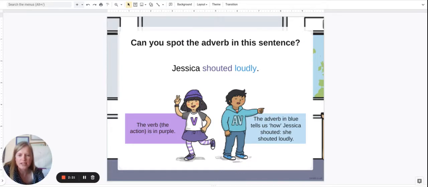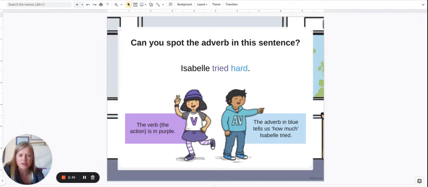So let's take a look at some examples of some more adverbs. Again, the verb in this sentence is in purple, shouted. Jessica shouted loudly. So the adverb is in blue and it's telling us how Jessica shouted. Let's look at this one. Isabel tried hard. So the verb, the doing word, is to try. She tried in the past tense. And hard, she really tried hard. She didn't just half-heartedly try, she tried hard. So it gives us more information and conjures up a better picture in our head.